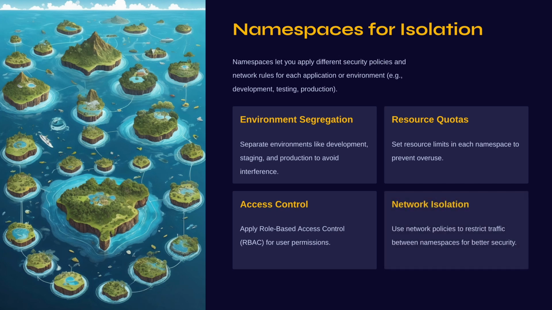Namespaces can work with network policies to block unwanted traffic between different parts of your system. This is like putting walls between rooms so that only the right people or apps can move between them. For example, you can block the development environment from talking to the production database.